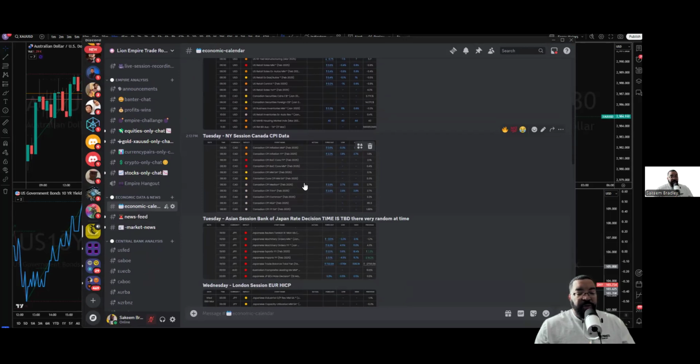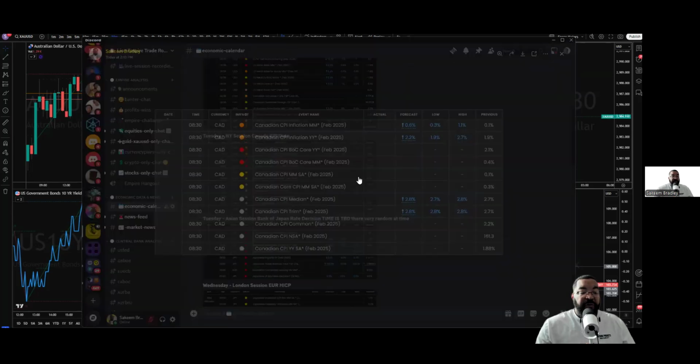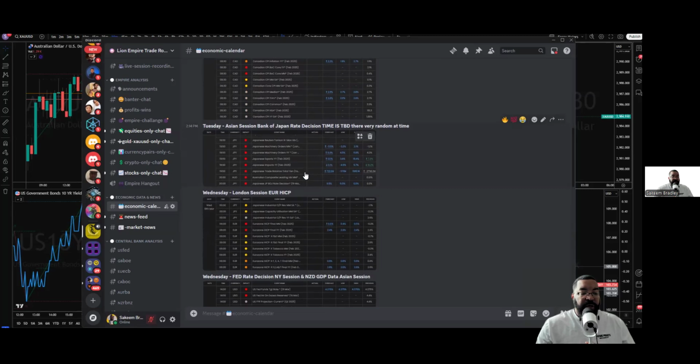CAD CPI is a really good print to trade, but when it comes to the CAD over New York session, trade wars has been the main focus. So if you want to trade CPI, it has to be a clear print, right? Don't just take it because the forecast is 2.2% and it comes out at 2.1 and you want to be all over sells. No, it has to break below the low. It has to be below 1.9, at least 1.8, 1.7. That will be a tradable opportunity to take advantage of the best outcome of this event over New York session, because Trump trade wars is important.